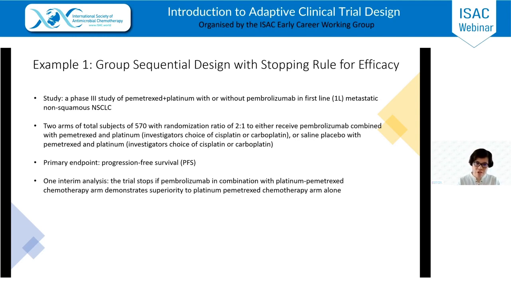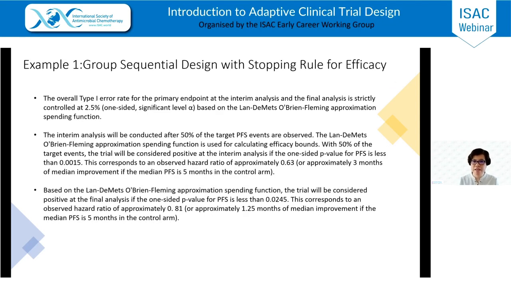Now they have 1 interim analysis. This is an adaptive design. They hope the trial stops if this pembro combination with the chemo is much better than just the chemotherapy. The one thing is that they know their drug very well. The phase 2 showed that the drug works. Why do they want to do this? Because they want to get early results and early approval, and they could put it on the market earlier.